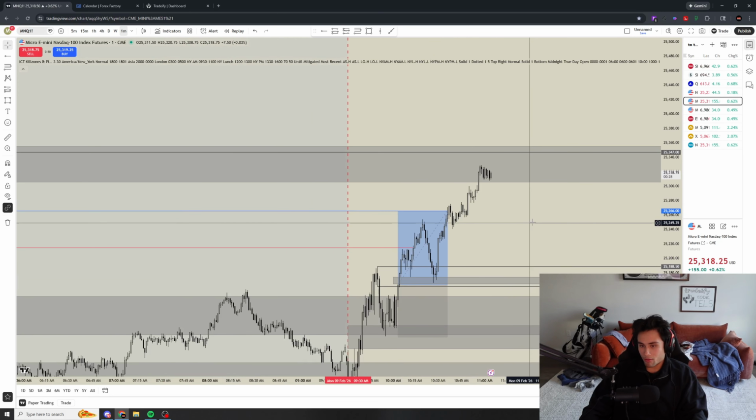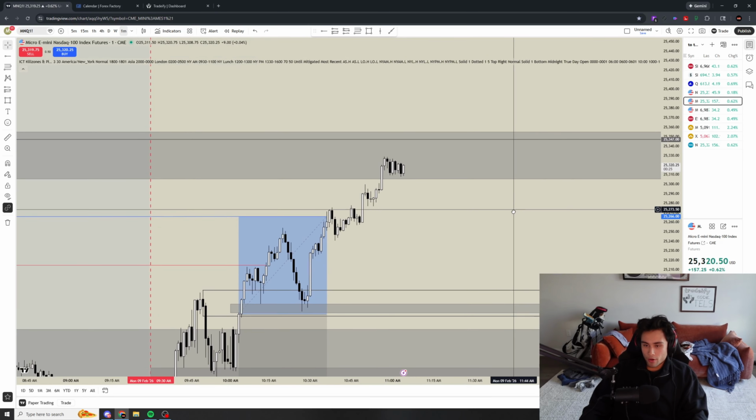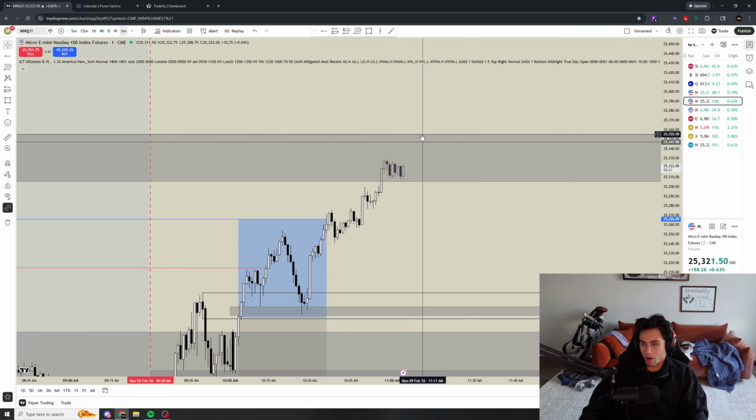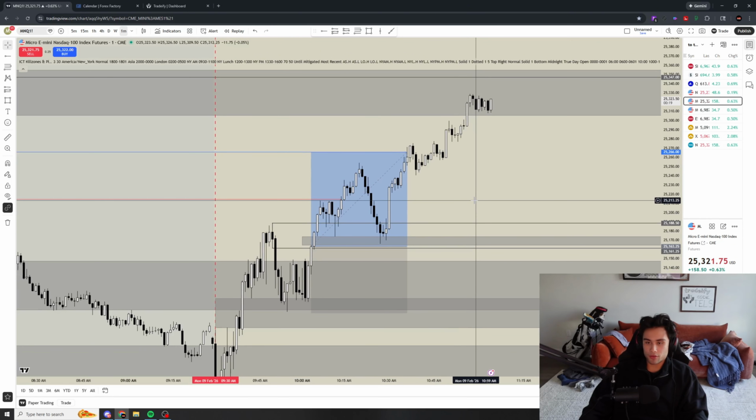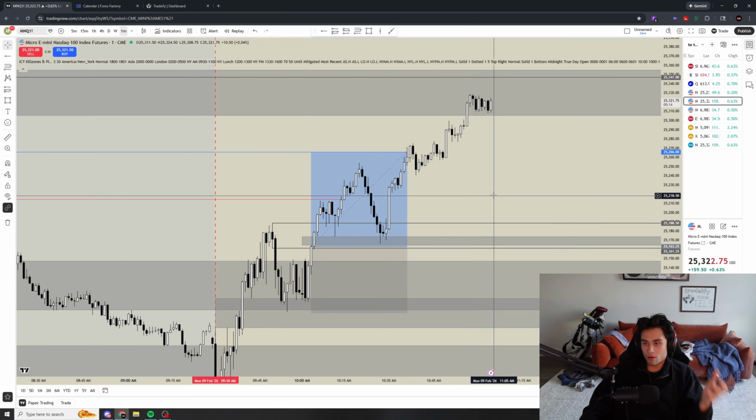And I would probably be willing to bet both my balls that this is going to come up and fill this entire gap here later in the day. But we were able to catch that nice little move up. That's an A+ setup, guys. Amazing continuation to this win streak. And yeah, I mean, really can't complain. A+ setup, followed all my rules. Very happy with how this played out, obviously.